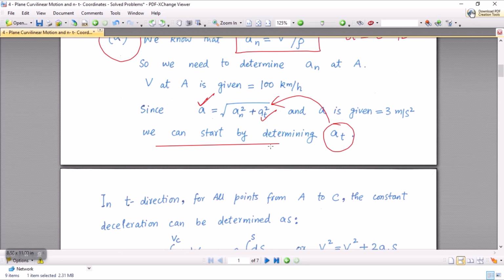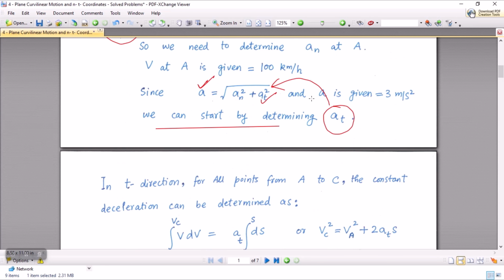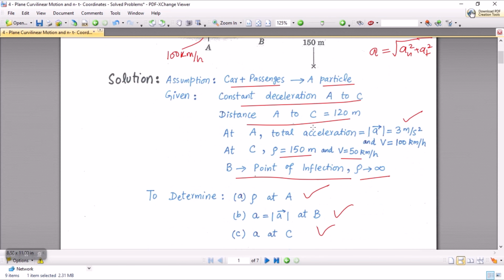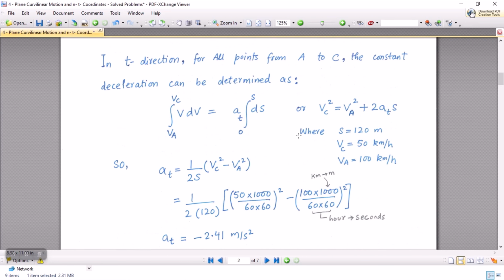So the first step should be to determine A sub t, the acceleration's t component, right? For that, if I go back and look at the situation which is given, we have 2 points A and C, and the velocity at both of these points is given, right? And the tangential component from A to C needs to be determined. So the first thing which should come to your mind is that the initial and final velocities are given between 2 points. So the expression which should be readily applicable is equation 3, if you remember, right?